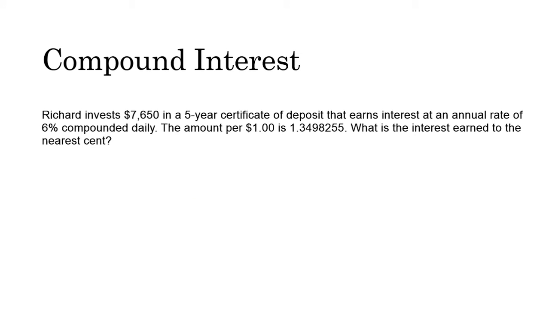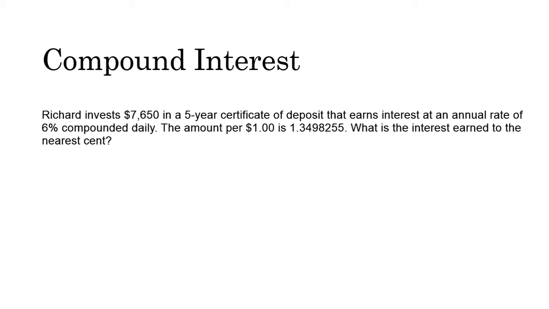So here's an example. Richard invests $7,650 in a 5-year certificate of deposit, or a CD, that earns interest at an annual rate of 6% compounded daily. It tells you the amount of $1 is 1.3498255. What is the interest earned to the nearest cent?